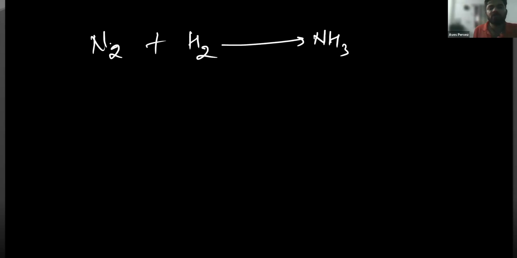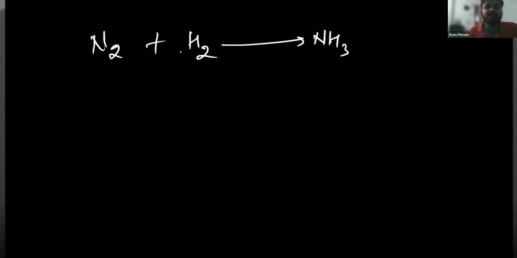Okay. So if I'm talking about this N2, H2, and this will give you NH3. You need to keep in mind that there are 4 atoms total and there are 4 atoms here. But it is still not balanced, because according to Dalton atomic theory, atoms can neither be created nor destroyed.